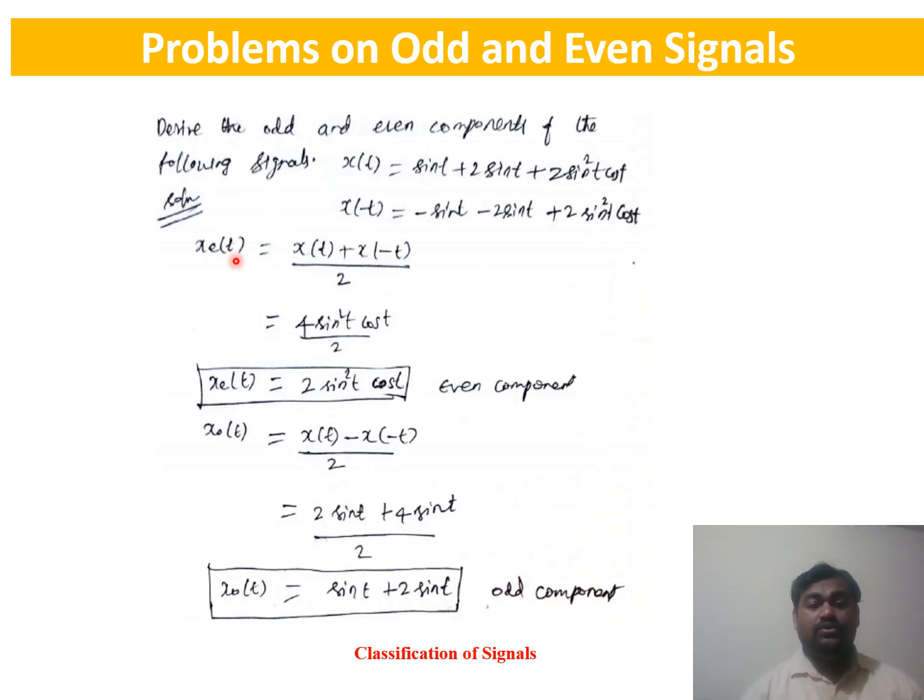Now to find the even component of the signal, add the two and divide by 2. If you add these two, cancelling these two, you will be getting 4 sin square t cos t divided by 2, which is 2 sin square t cos t. This is the even component of the signal.